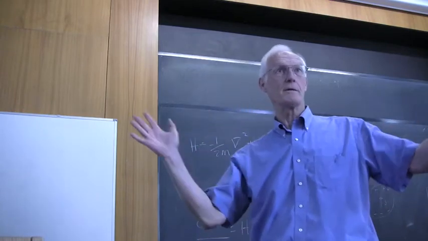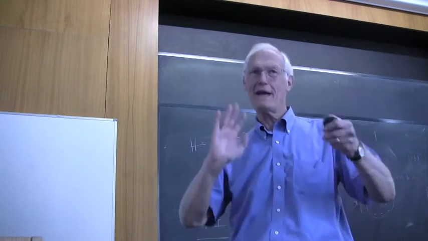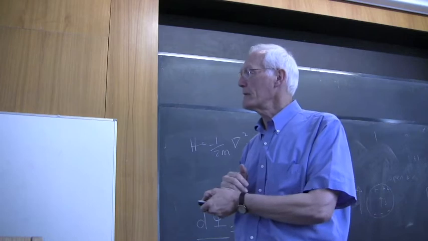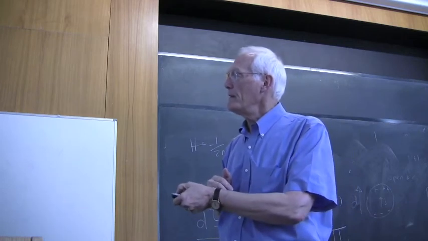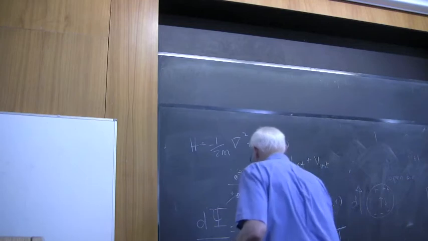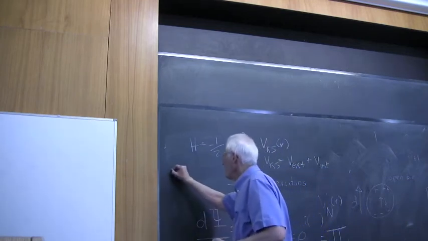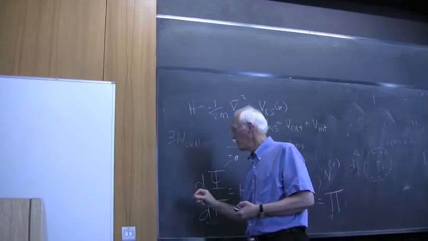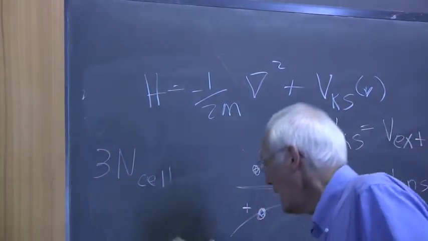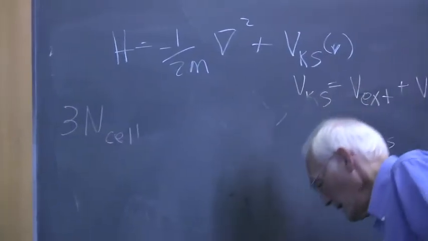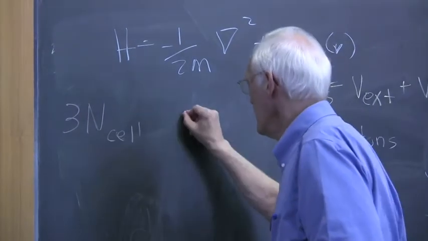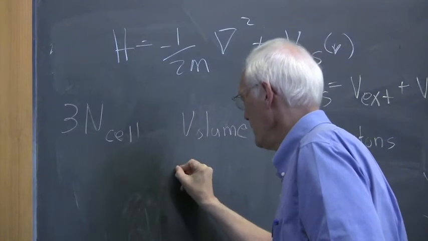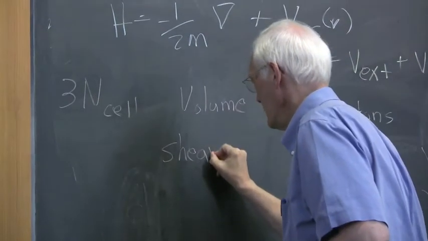Or you also want it under pressure. That's an interesting problem. What happens to materials under pressure or under shear strain? So you'd like to be able to deal with the degrees of freedom in the unit cell. So that would be 3 times the number of atoms in the cell. A nice small number. And you'd like to minimize with respect to the volume and with any shear strains.